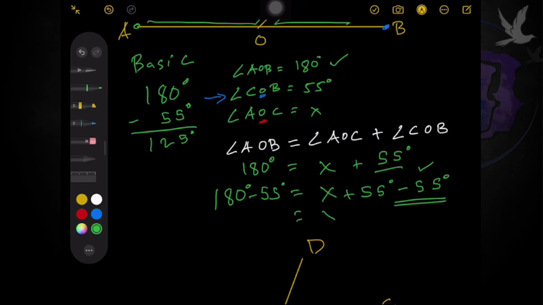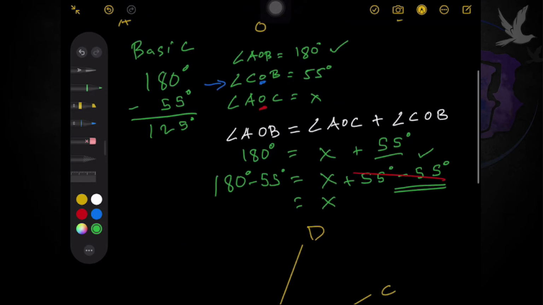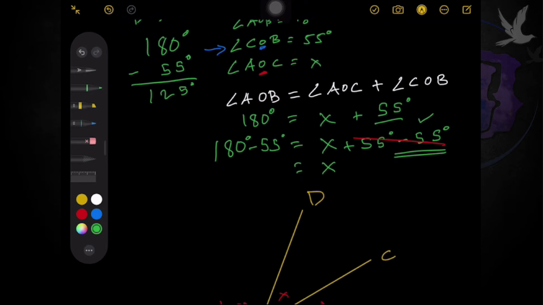Which now leaves us with x alone. Kasi ito, cancelled out yan, diba? This will become 0. 55 minus 55 is 0, which will now leave us with x. 180 minus 55, we already have the answer earlier, so that's equivalent to 125 degrees. So this is how you do it algebraically.